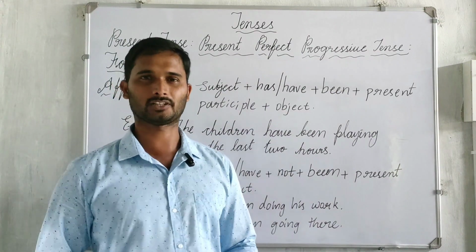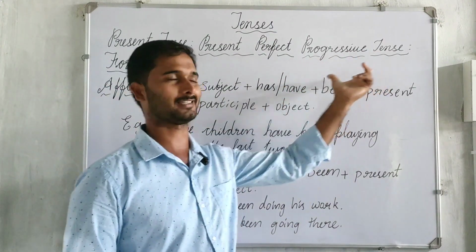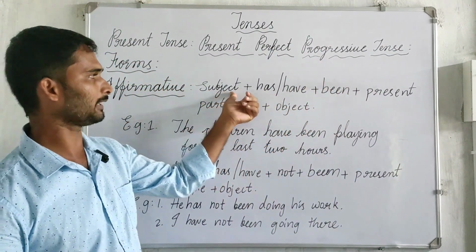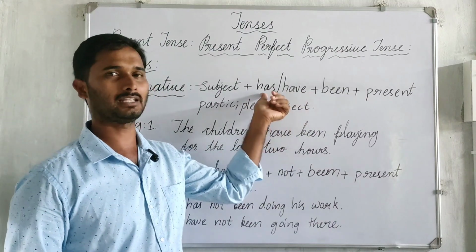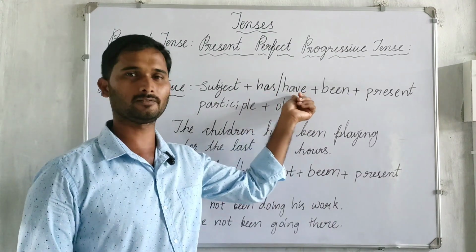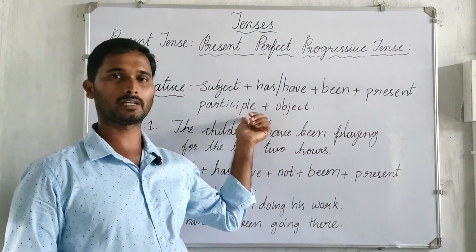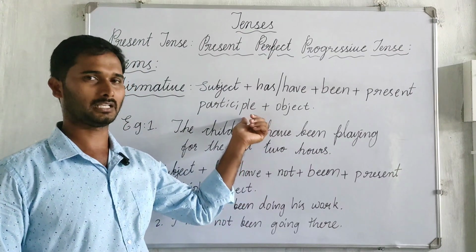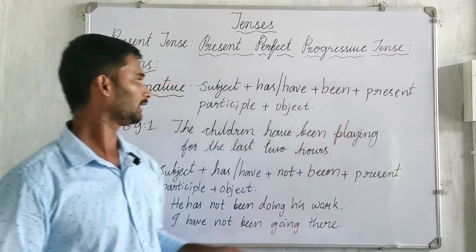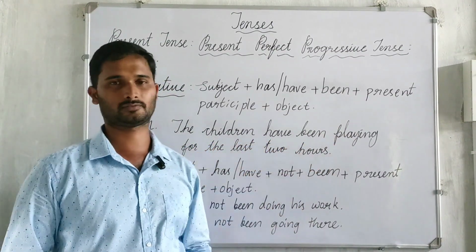Let us learn the forms of the present perfect progressive tense. We also call it present perfect continuous tense. Here is the affirmative form and its syntax. First one, subject plus has or have. Has is used only for singular subjects. Have is used only for plural subjects. Plus been plus present participle. Present participle means V1 plus ing form. Plus object. At the end of it, a full stop is added. One example: the children have been playing for the last 2 hours.